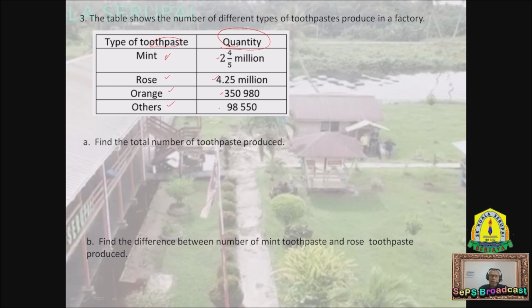Orange, this one is the number. And for others, we have this number. And let's read what you need to do. Find the total number of toothpaste produced. Okay, so what is the keyword? Keyword is totals. For totals, it is very clear: totals mean you have to add all of those numbers. The mint, rose, orange, and other flavors. So how are you going to do your calculation?